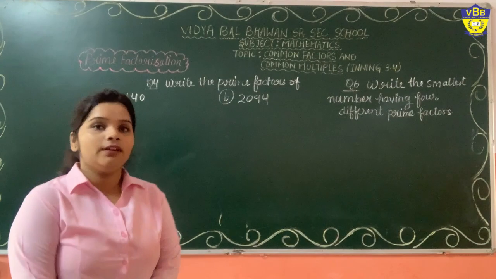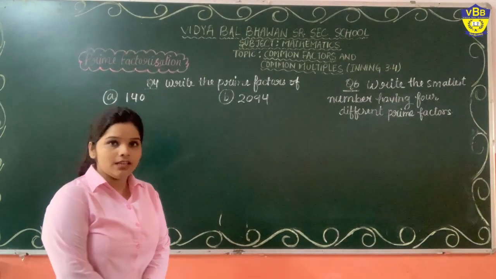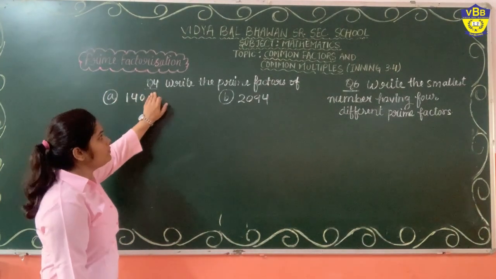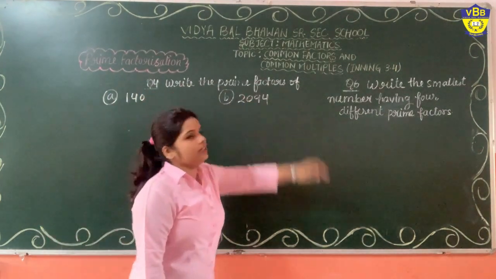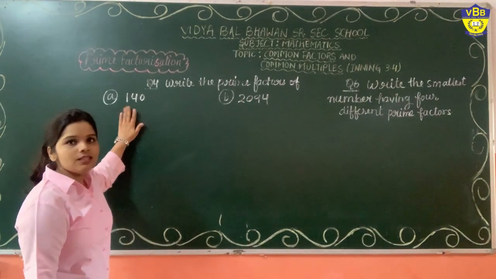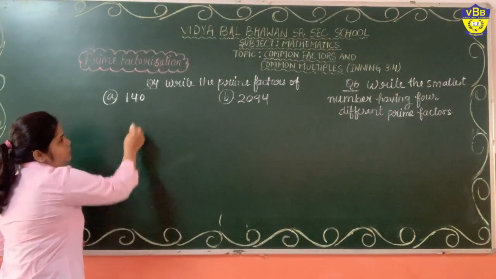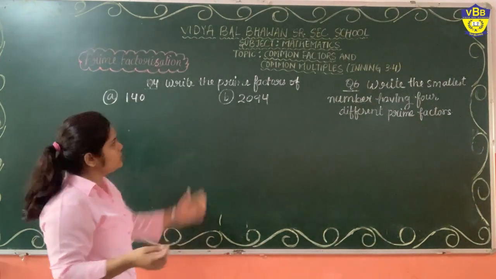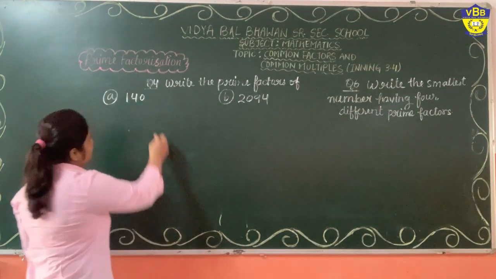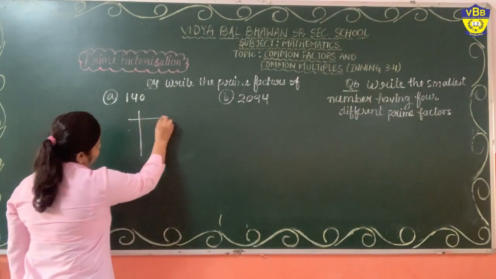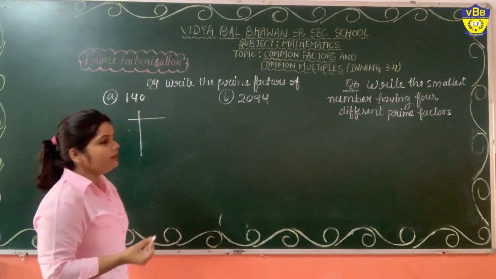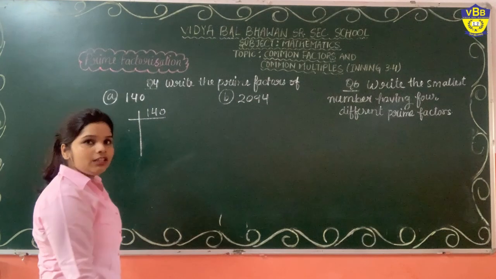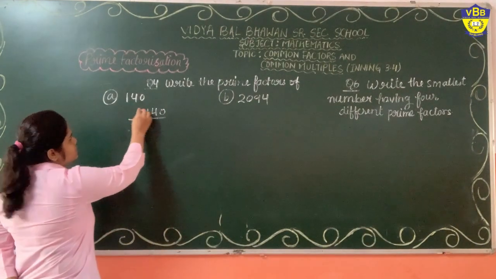Now let's solve some exercise questions of prime factorization. Question number 4. Write the prime factors of part a, that is 140. We can use any of the methods, like factor tree or the division method, because it is not specified here. We are using the division method because it is more convenient. Write the number here and start checking from the smallest prime number, that is 2.